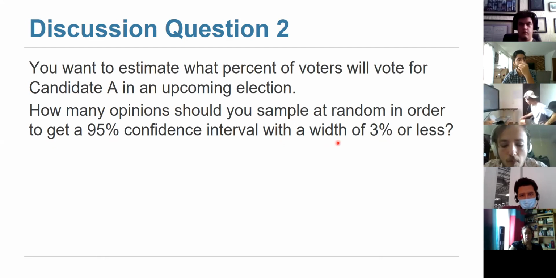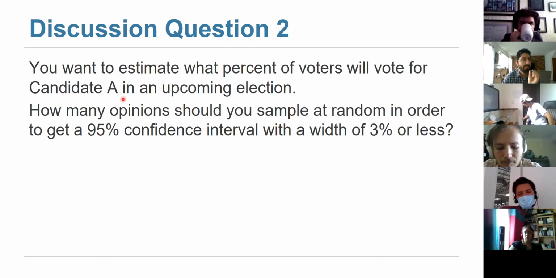This is slightly different from what we did for the San Francisco case. In there, we wanted this width to be $10,000. Here we are talking about the proportion, not a certain number. Proportion of the voters. That basically, with 3% or less, the width of our 95% confidence interval, that certain number of people going to vote for candidate A.